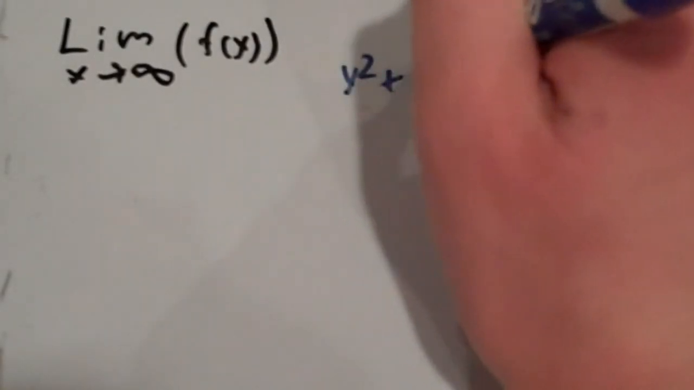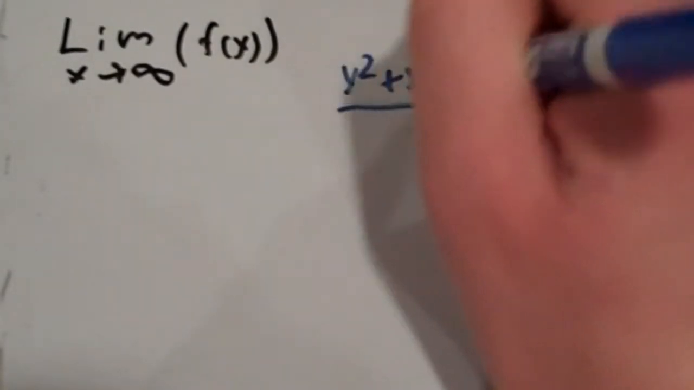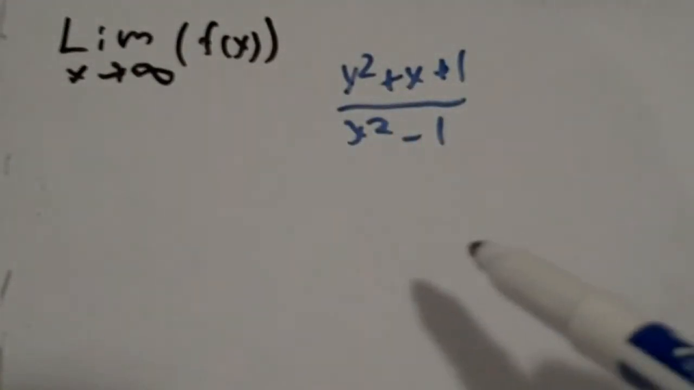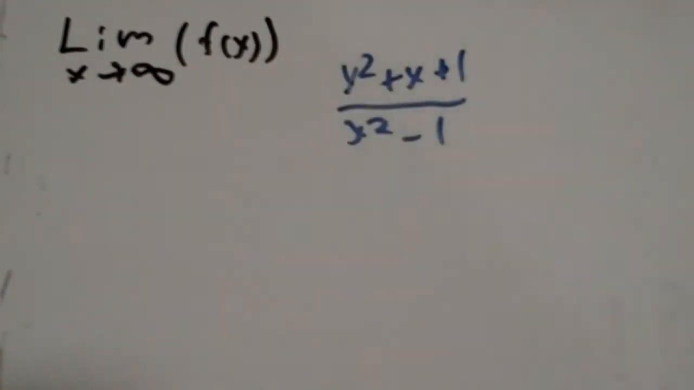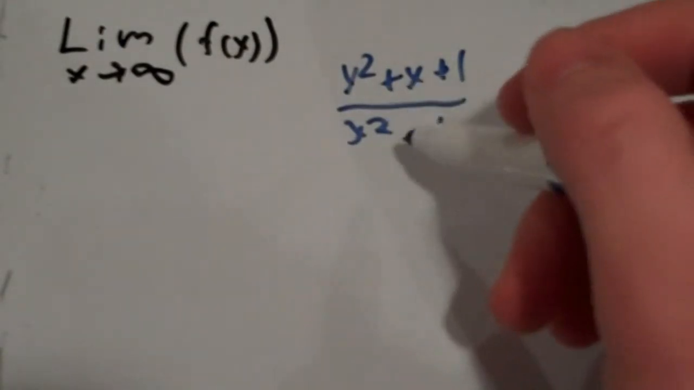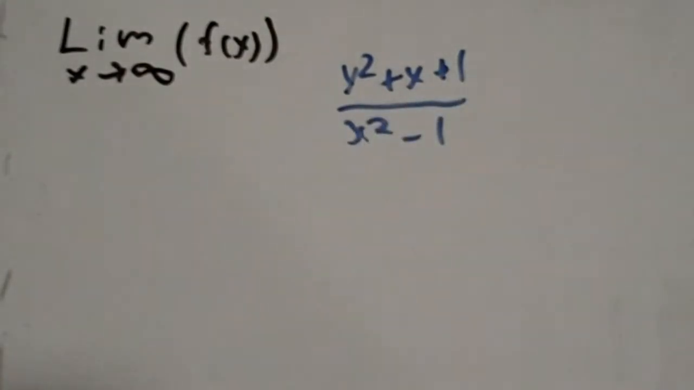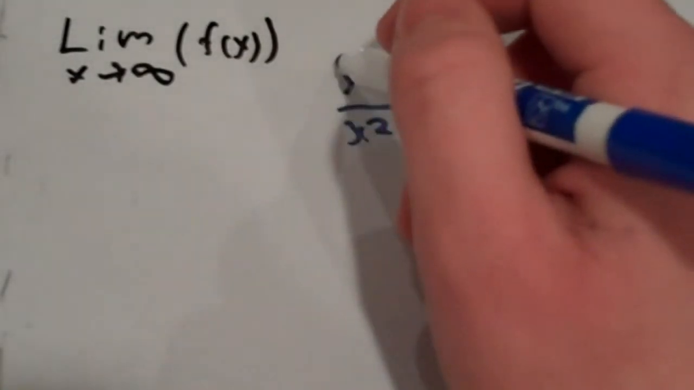Now, there's another twist to having x approach infinity, and that is, say we have a polynomial. Like, say we have x squared plus x plus 1 over x squared minus 1. So say we have that polynomial, and we want x to approach infinity. Well, what we can do is we can ignore all these other terms except for the x squareds. We just look at the highest powers.